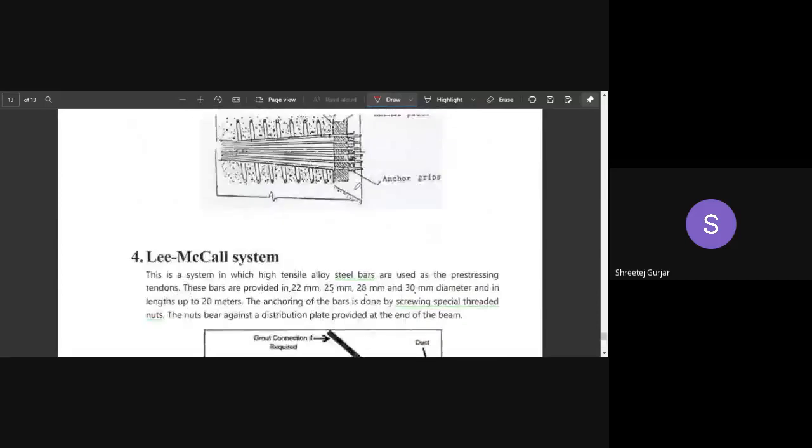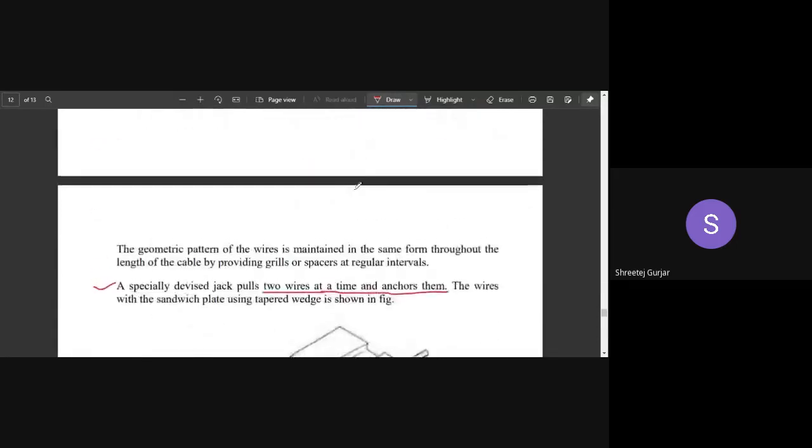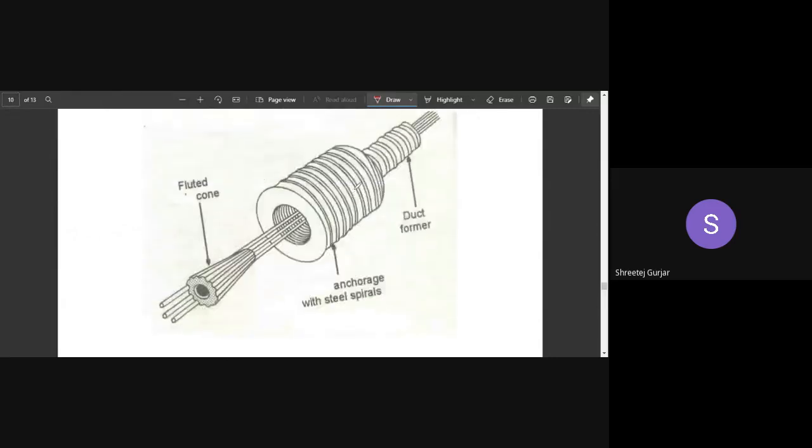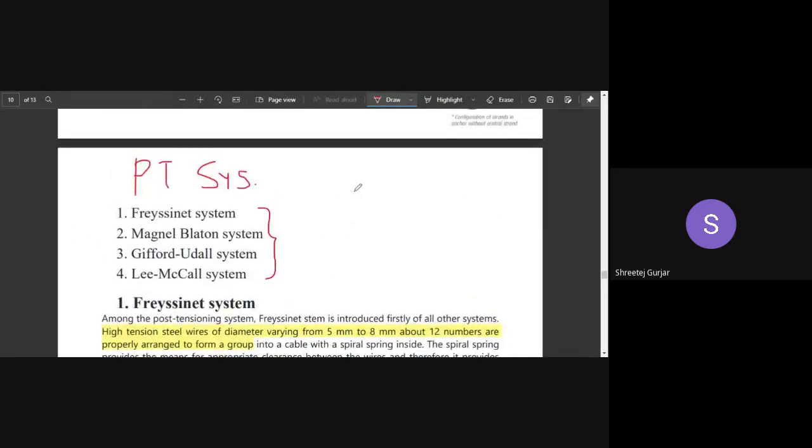So if you have any doubts in any of the four systems, you can just let me know and I will explain. You can type in chat or you can unmute and ask me. If not, we will move to the next topic, that is properties of your high strength concrete. I will give you 2 minutes. It is 1:24. We will start at 1:26.